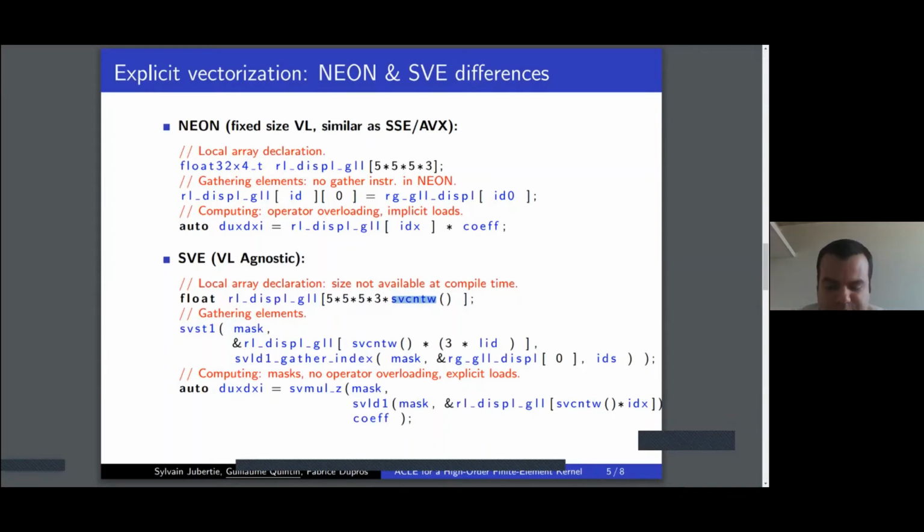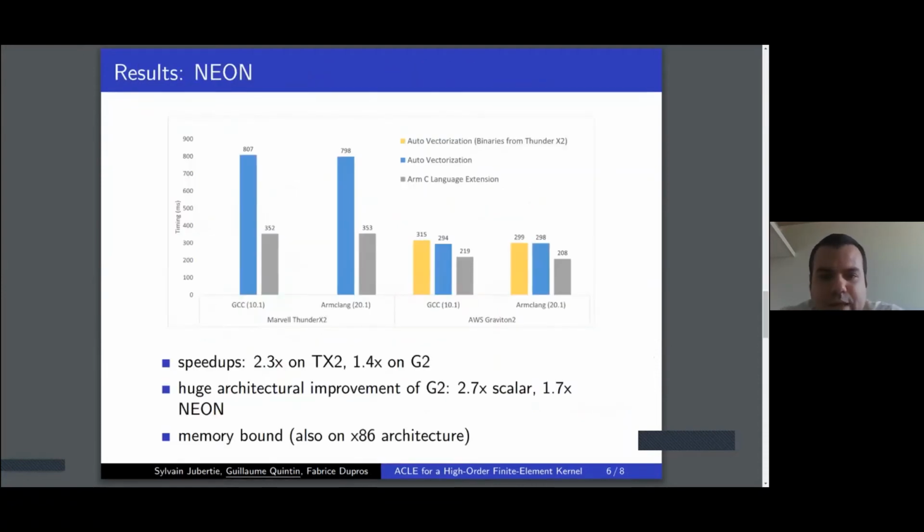Also, writing SVE is really hard because there is no operator overloading. You have to write explicit loads and stores, which makes the code very verbose and very hard to write, read, and maintain. So here is what we got.